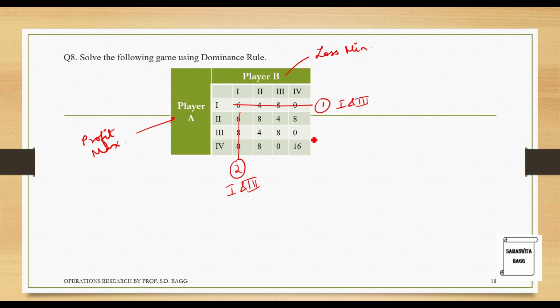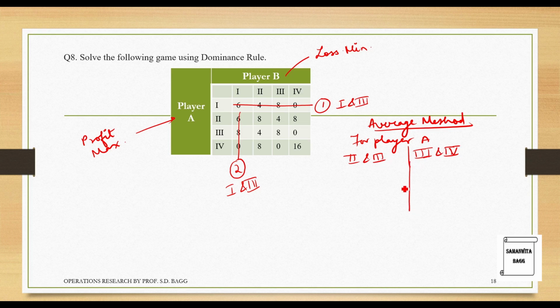So now I'll go for using the average method. So first I'll calculate for player A. Here I will take 2 and 3, 3 and 4 as the average values. When I average out 2 and 3, this is 8 plus 4, 12 by 2, 6. This is also 6 and this is 8 plus 0 by 2 is 4. Then I'll calculate 3 and 4. This is 12, so this is 6. 8, so this is 4 and this is 16, so this is 8.